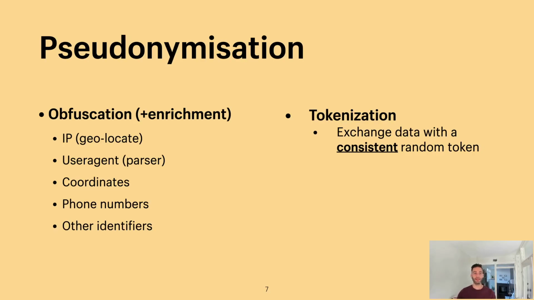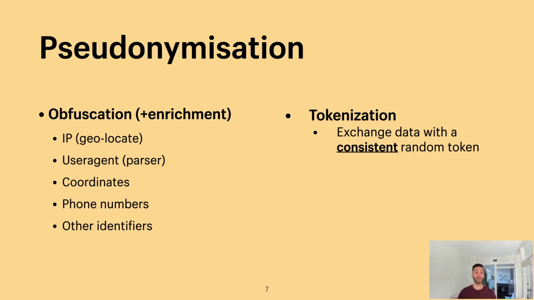So to address this, we use what GDPR calls pseudonymization. Pseudonymization is processing of personal data in a manner that personal data can no longer be attributed to a specific data subject without use of additional information. In particular, we use two types of pseudonymization: obfuscation and tokenization.